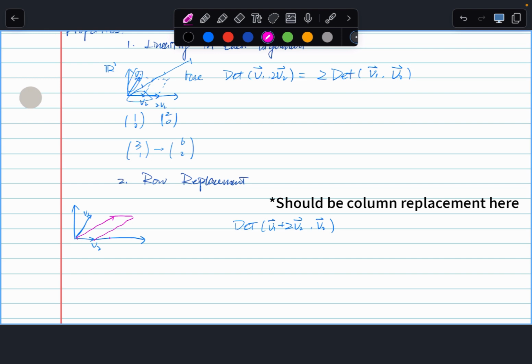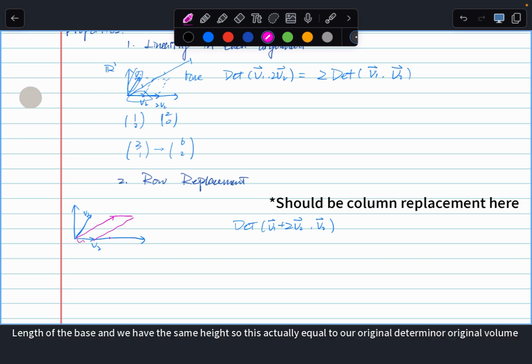Right. But in this case, we still have the same length of the base and we have the same height. So this is actually equal to our original determinant or original volume.